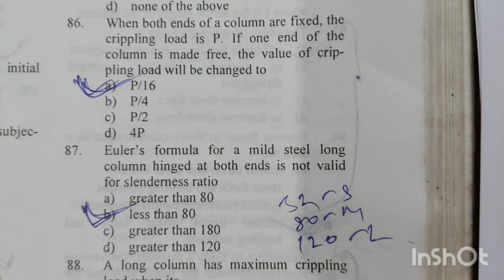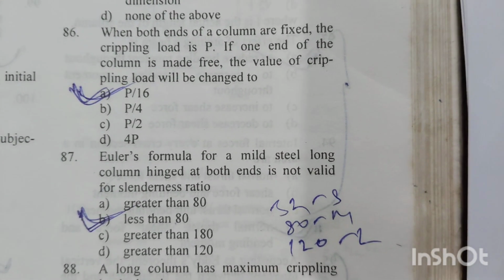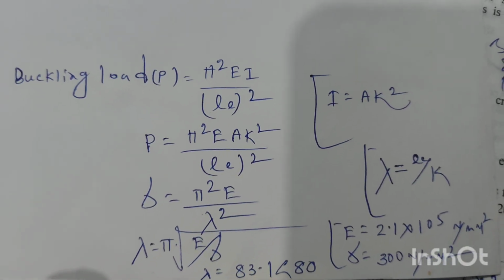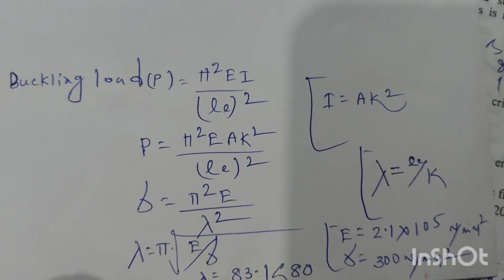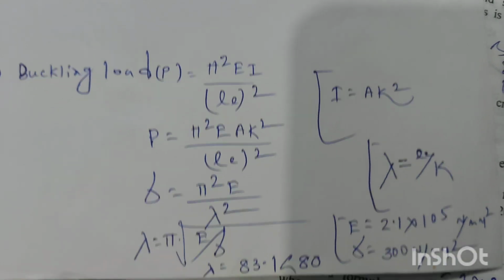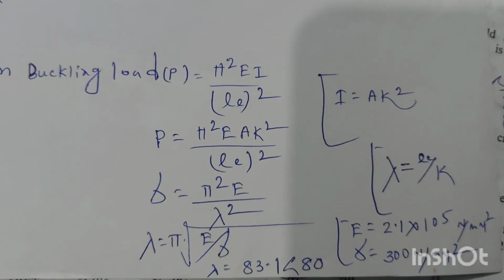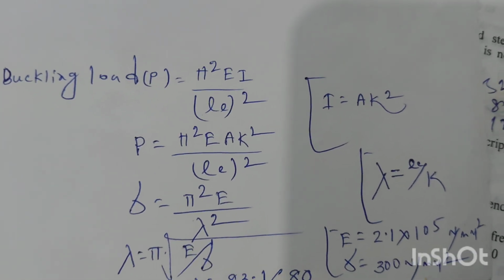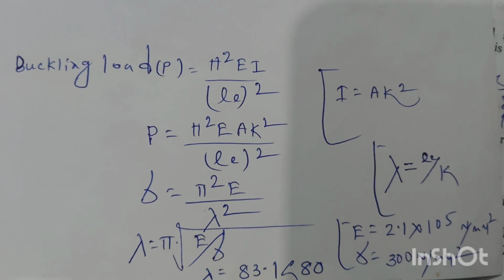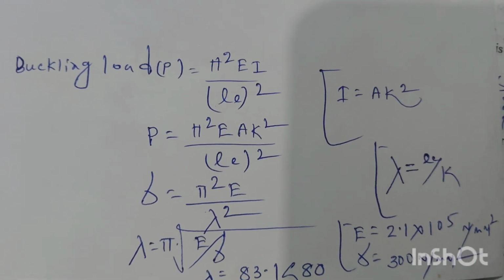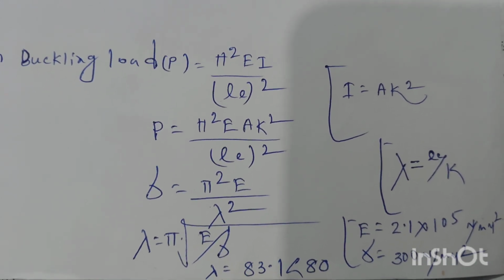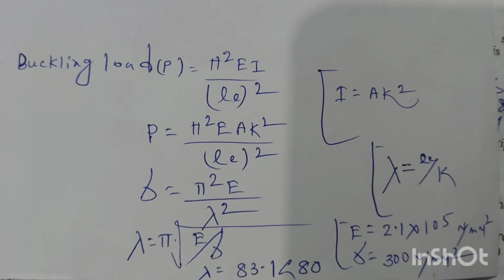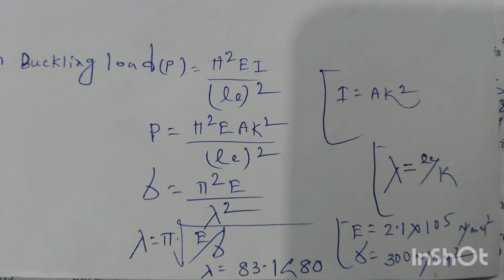Question number 87. Euler's formula for a mild steel long column hinged at both ends is not valid for slenderness ratio. We know the formula for Euler's buckling load, P equal to pi square EI by L square. E is the Young modulus of the column material, I is the moment of inertia of the column section, and L effective is the effective length of the column. We also know the relation I equal to A K square. A is the area of the section, and K is the radius of gyration of the section. We know the formula for slenderness ratio, lambda equal to L effective by K.